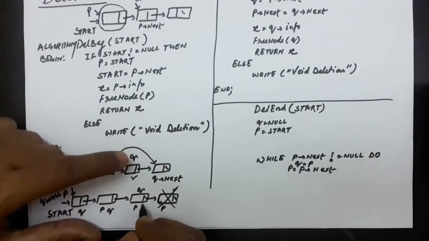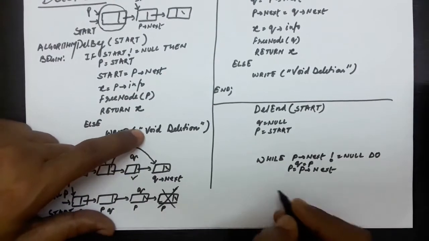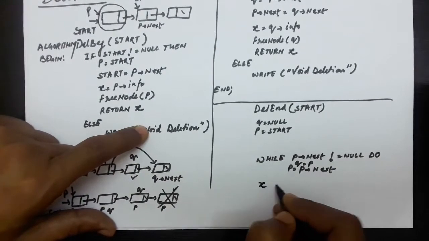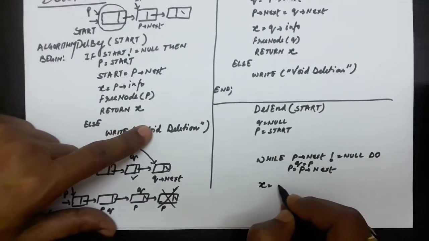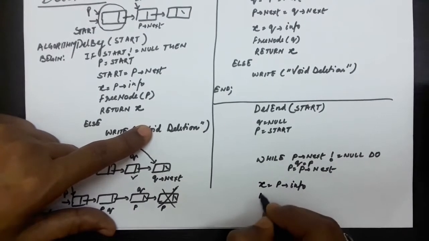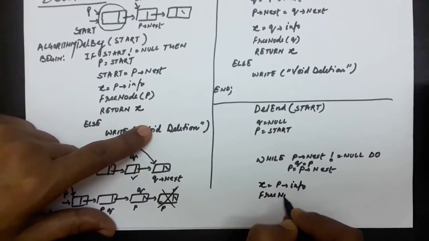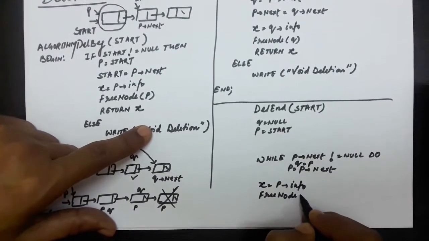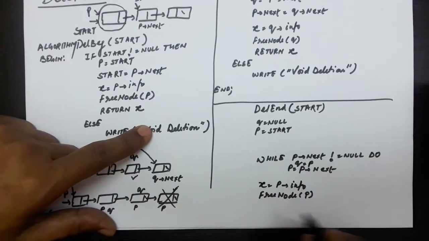How can the deletion be performed? We have to delete the P node. So the information of the P node is stored in some variable X. Then this node can be deleted by calling the free node function. And after this, the information can be returned.